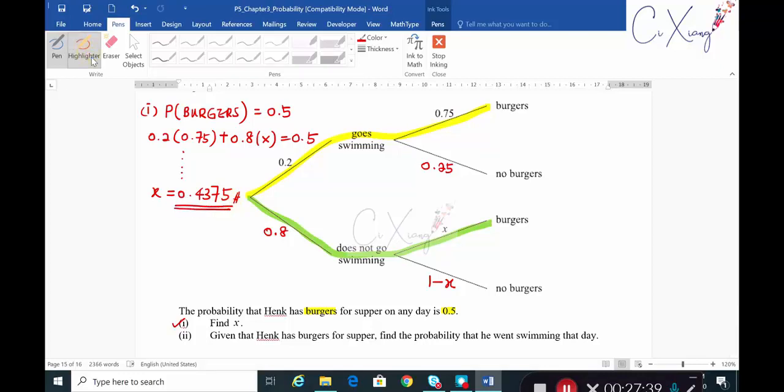Alright, then for the second part, they're asking for another probability given that. So highlight the words given that again. This tells you that this question is a conditional probability again. So try to write the special symbol. They tell you that Hank has a burger for supper. What is the probability that he went swimming on that day? Again, this is a conditional probability. Therefore, you need to apply the formula for conditional probability. If you apply it correctly, try and see whether you get the answer 0.3 or not.